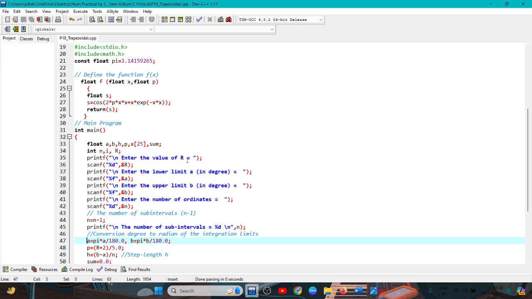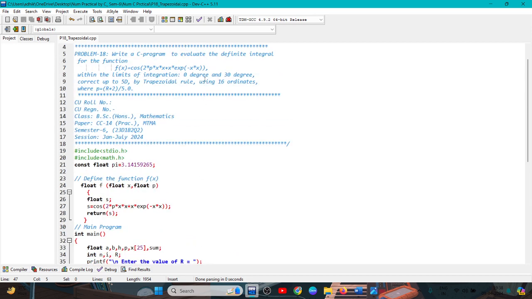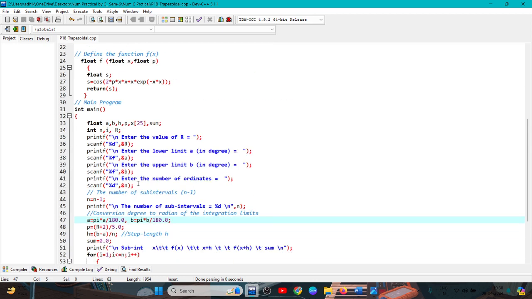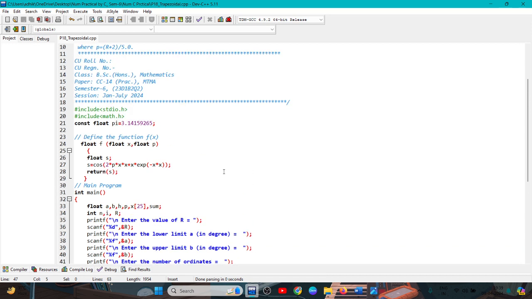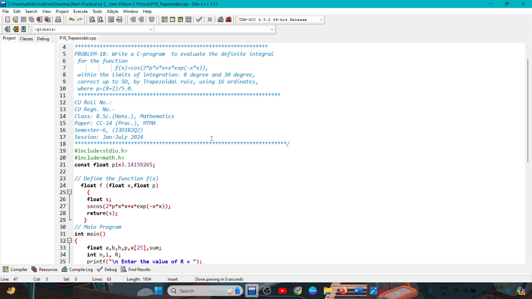First we print: enter the value of r, enter the lower limit a, and notice that this lower limit is 0 degree and the upper limit is 30 degree. So lower limit a in degree and upper limit b in degree. Enter the number of ordinates. Here the number of ordinates is 16 ordinates.